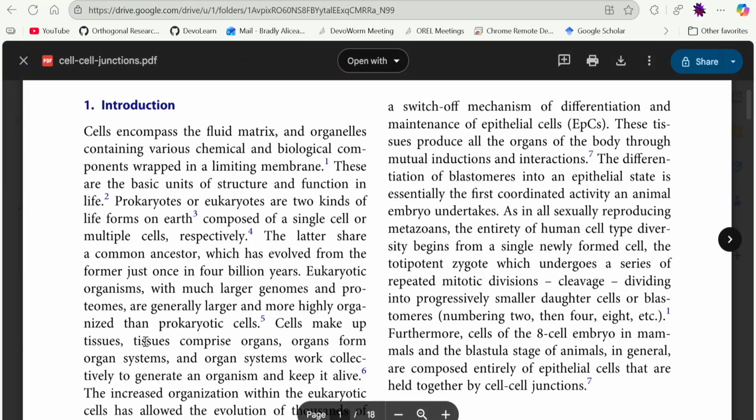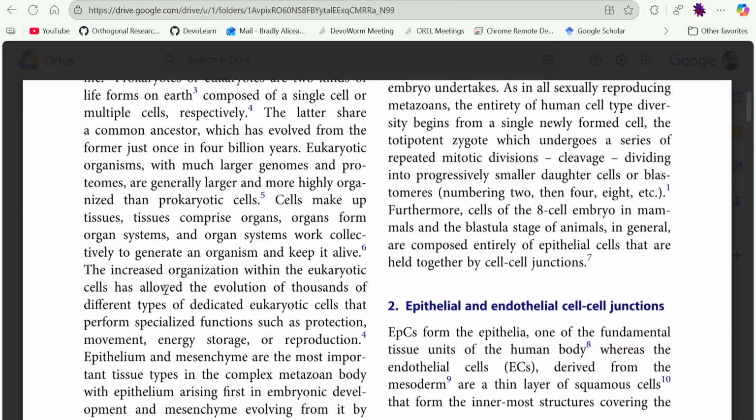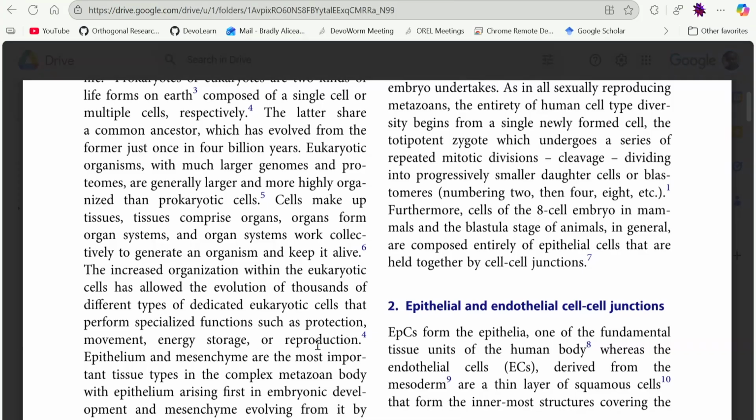Cells make up tissues. Tissues comprise organs. Organs form organ systems, and organ systems work collectively to generate an organism and keep it alive. The increased organization within the eukaryotic cells has allowed for the evolution of thousands of different types of dedicated eukaryotic cell types that perform specialized functions such as protection, movement, energy storage, or reproduction.